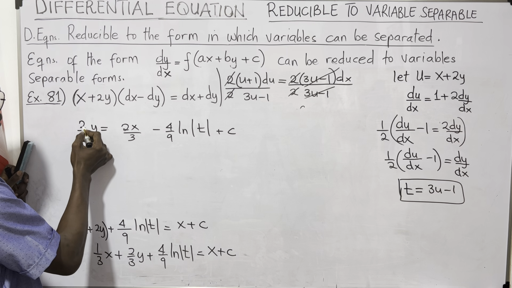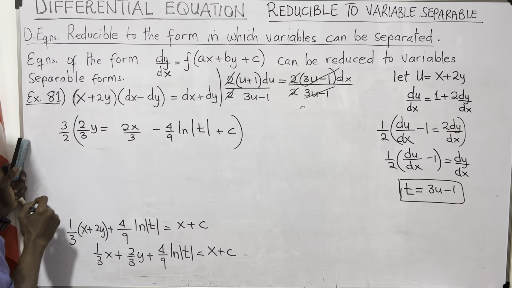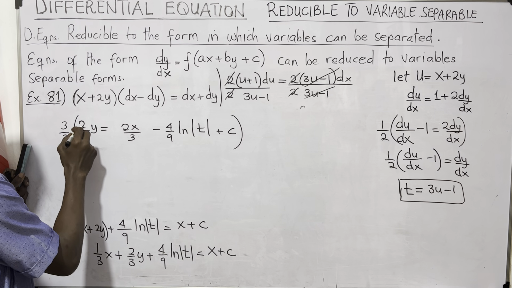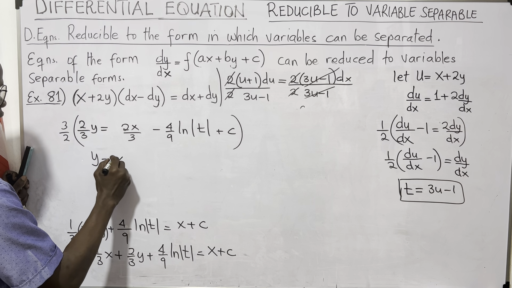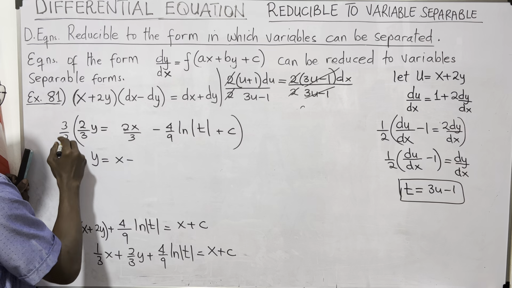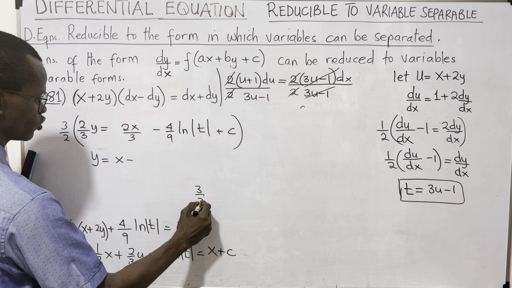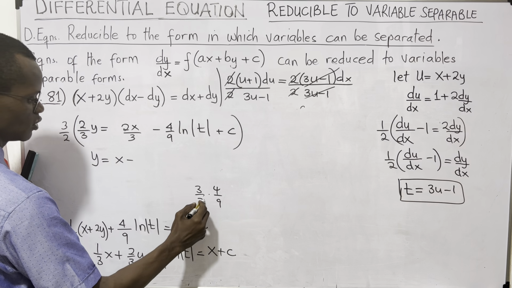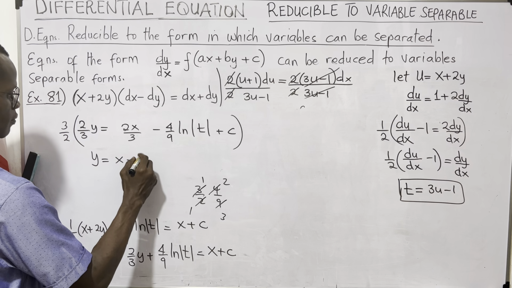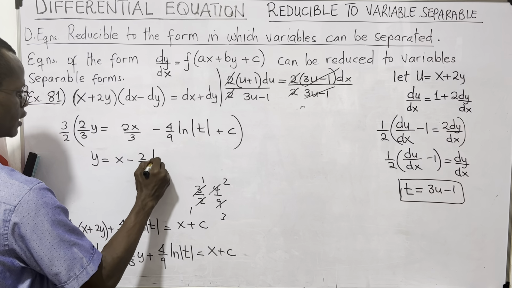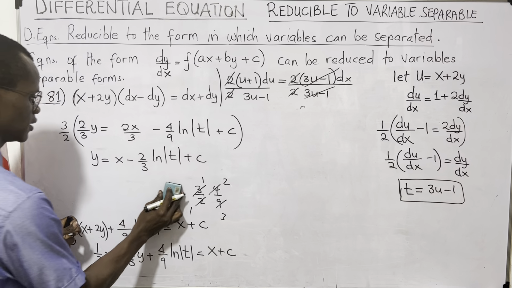To get rid of this 2 over 3, we can multiply this entire expression with 3 over 2. So 3 over 2 times 2 over 3 is just y. 3 over 2 times 2 over 3 is just x. And then 3 over 2 times 4 over 9. 2 here 1 times 2 here 2. 3 here 1 times 3 here 3. So it's 2 over 3. So this gives us 2 over 3, the ln of t, plus some arbitrary constant c.